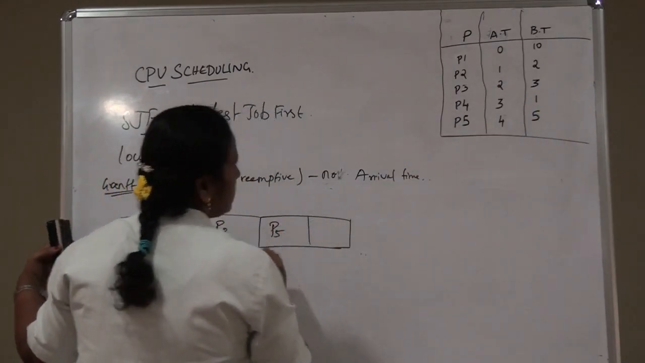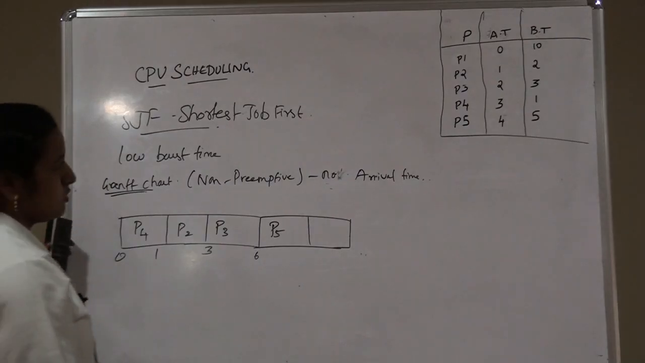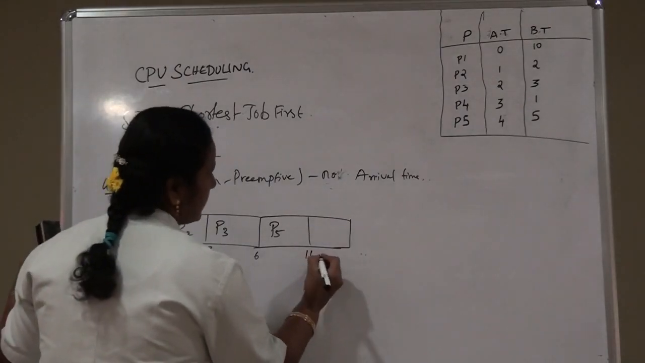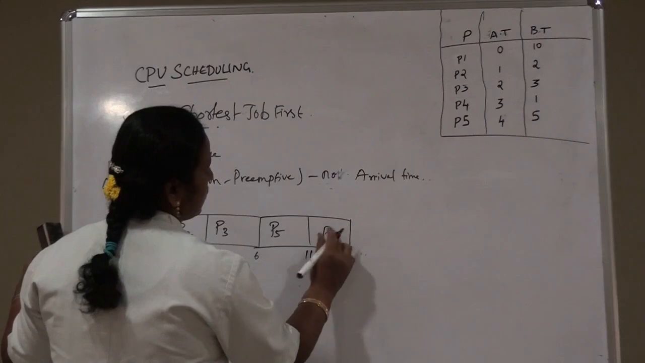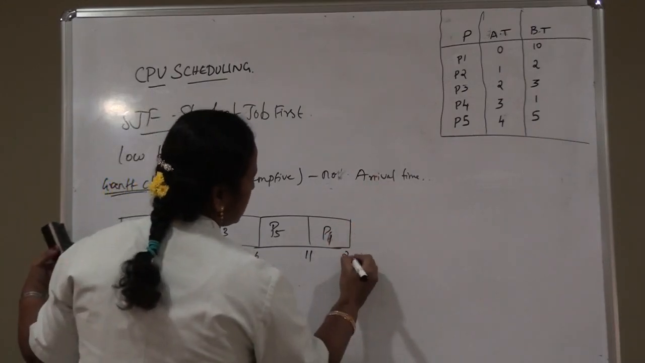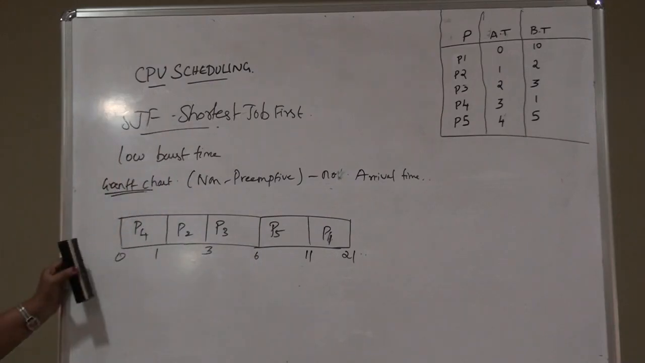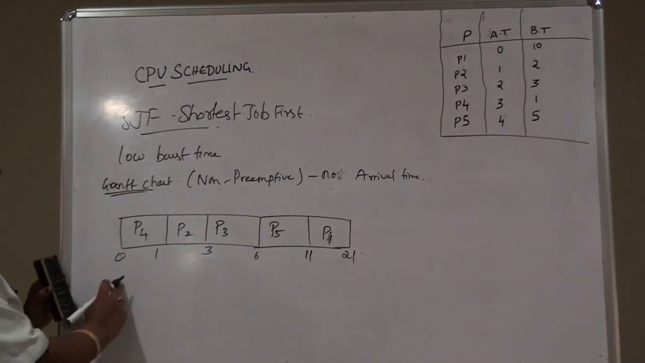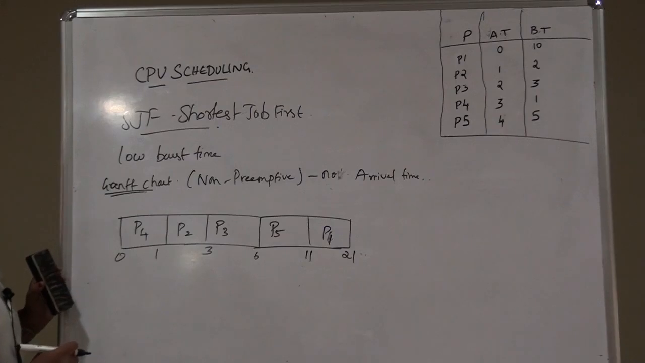So P5 has 5 milliseconds, so 6 plus 5 is 11. Next one is P1. So P1 has 11 plus 10, which is 21 milliseconds. So by using the non-preemptive method, without considering the arrival time, we have drawn the Gantt chart.